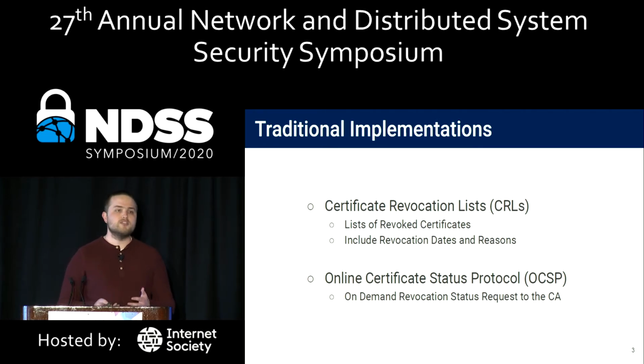There are a couple of traditional implementations for how certificate revocation checking has occurred. The first is certificate revocation lists, or CRLs, which are simply lists of revoked certificates that include some other data, such as the revocation date and the revocation reason. The second is Online Certificate Status Protocol, or OCSP, which are on-demand status requests for revocation statuses that go to particular CAs.